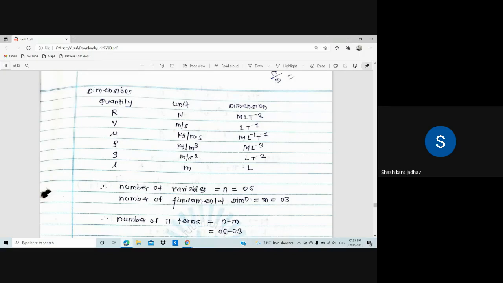Okay, so all of you complete this dimension work up to the next lecture. We have to complete this problem in tomorrow's lecture.